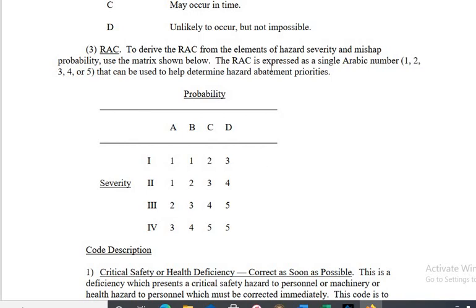One thing to note is that the RAC is expressed in a single Arabic number. I've seen people get really confused on what an Arabic number is, especially when I touch the correspondence manual a little bit later. I know I've tested people that have asked me, hey man, what is an Arabic number? An Arabic number is just a normal number, like 1, 2, 3, 4, 5. So whenever you see Arabic number, just think it's a number.